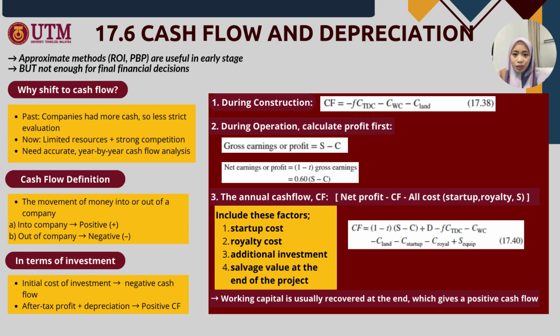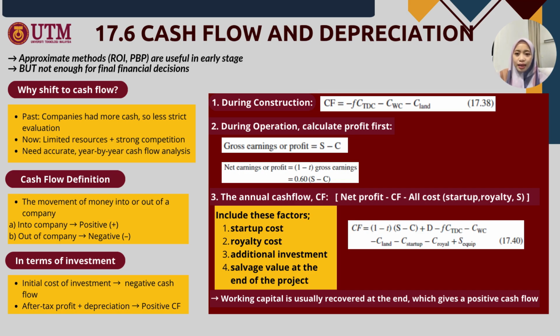During the construction phase, the cash flow is negative because the money is spent on the capital, the working capital, and land. The equation used is equation 17.38. Next, during the operation phase, we first calculate the profit. The gross profit is sale minus cost, and the net profit is after tax. Then the cash flow is calculated using these two equations, 17.4 and 17.5.